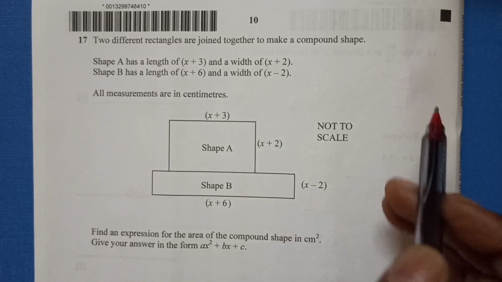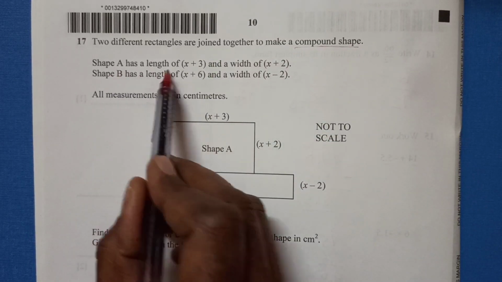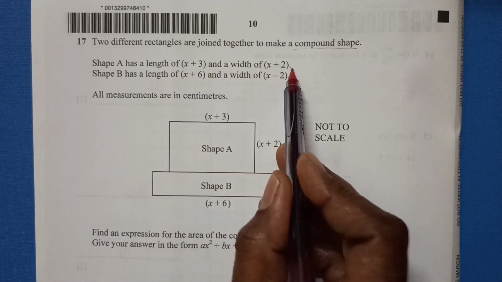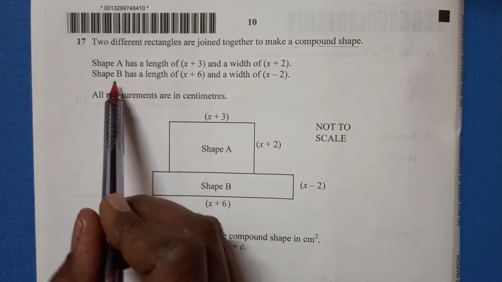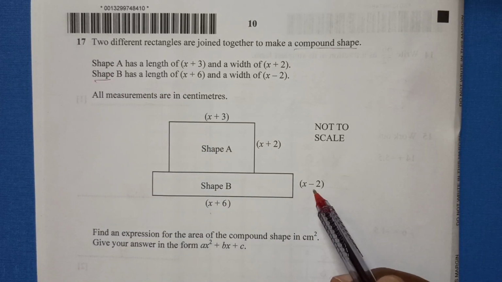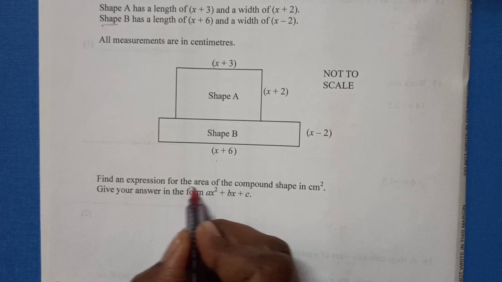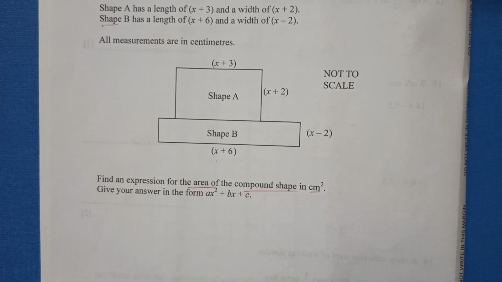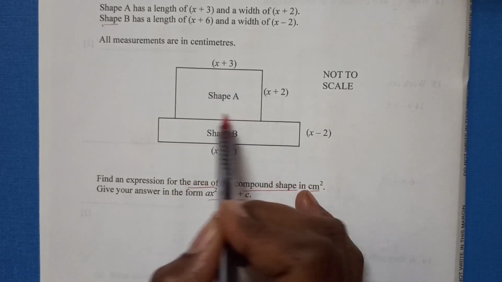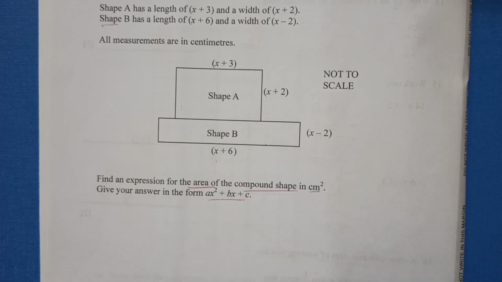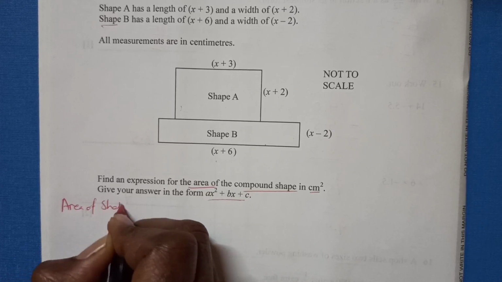Question 17. Two different rectangles are joined together to make a compound shape. Shape A has a length of x plus 3 and a width of x plus 2. This is shape A, length and width are given. Similarly, we are given the length and width of shape B, x plus 6 and x minus 2. The question is, find an expression for the area of the compound shape in centimetres squared and give your answer in this form. First we have to calculate the area of shape A and the area of shape B, then we will add them together.